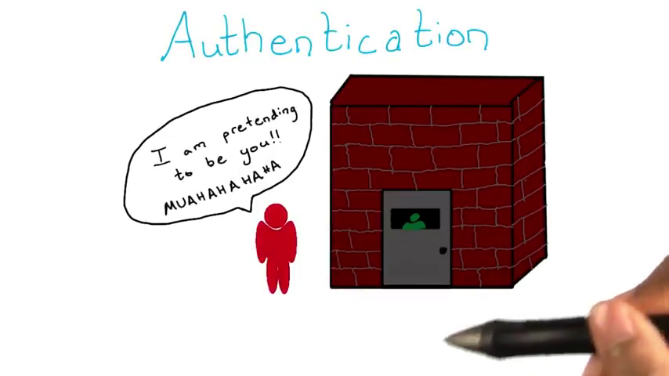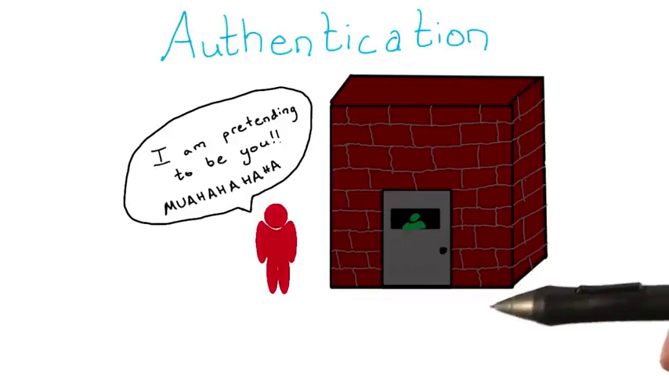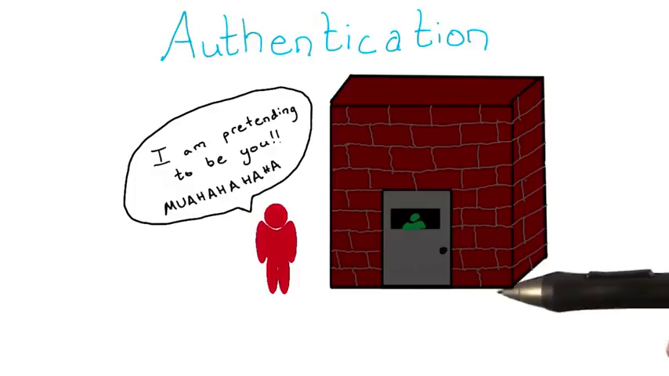It's also important to note that whenever there is a process of proving the truth of something, there are always people trying to cheat the system. This is why there are many security concerns you have to be aware of when using, and even more when implementing authentication.